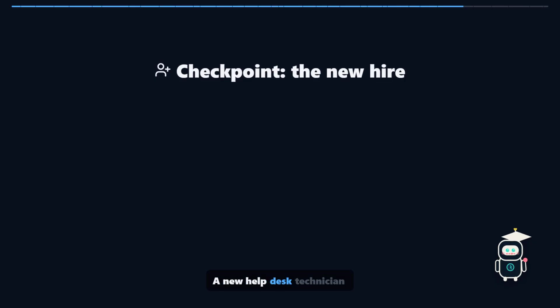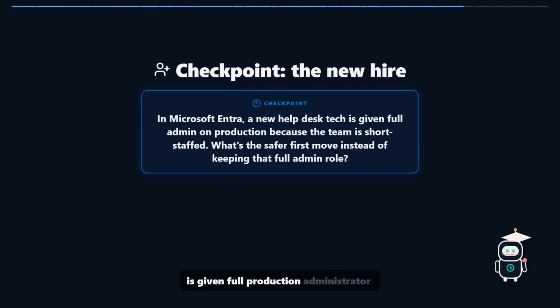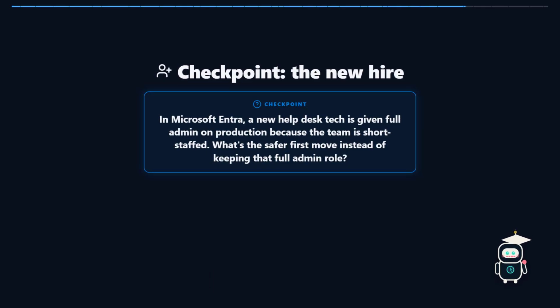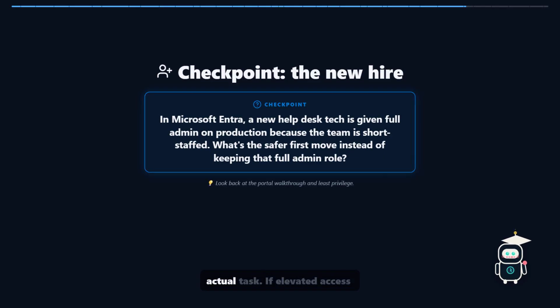A new help desk technician is given full production administrator access because the team is short-staffed. What is the safer first move? Start with the minimum role needed for the actual task.